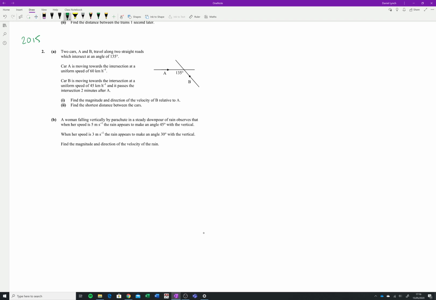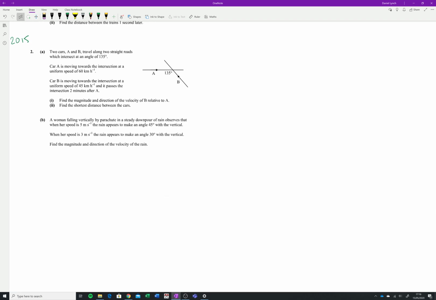Question 2a. I think I'll make two videos. I'll do the A part first here. So we've got two cars, A and B, traveling along straight roads which intersect at angles of 135 degrees. Car A is moving towards the intersection at a uniform speed of 60 kilometers per hour.